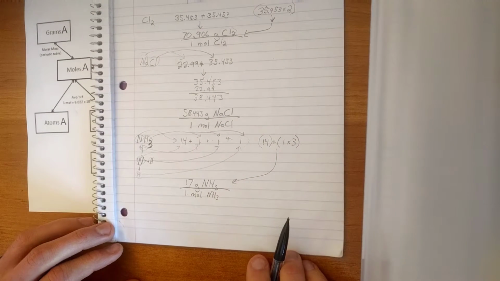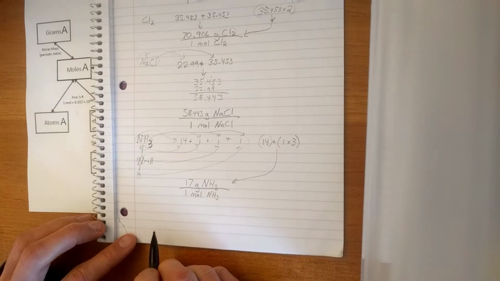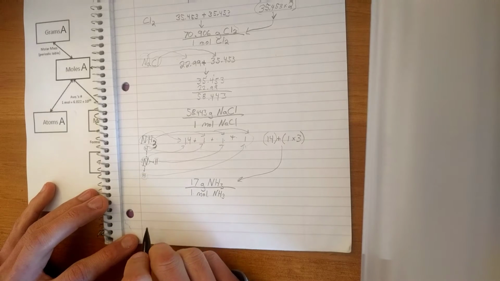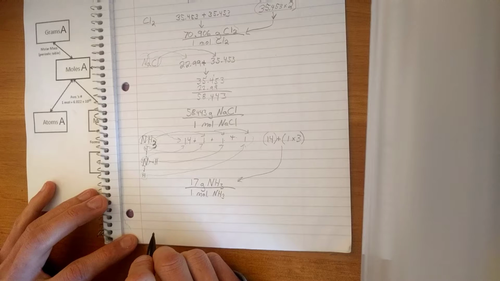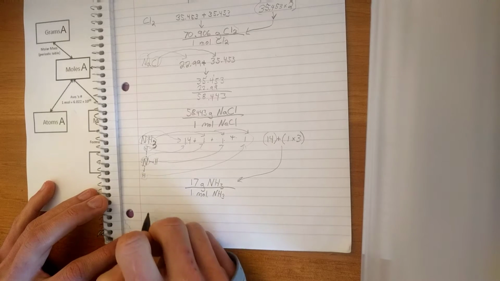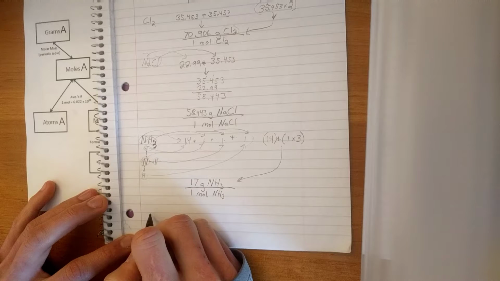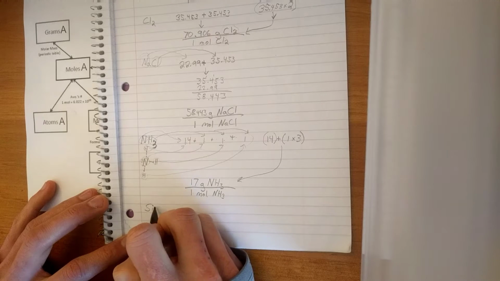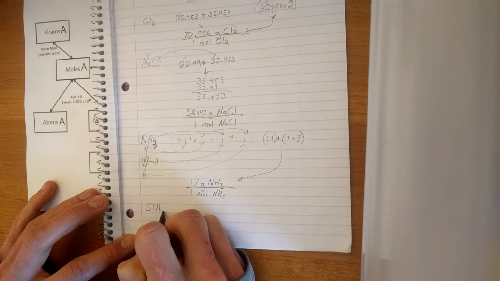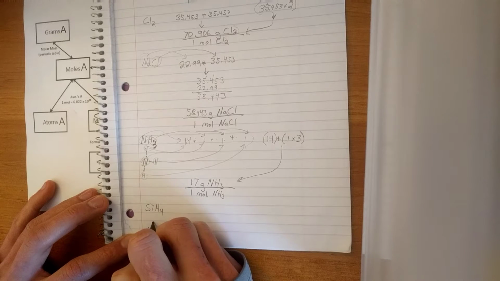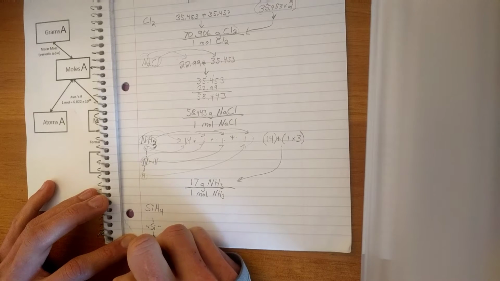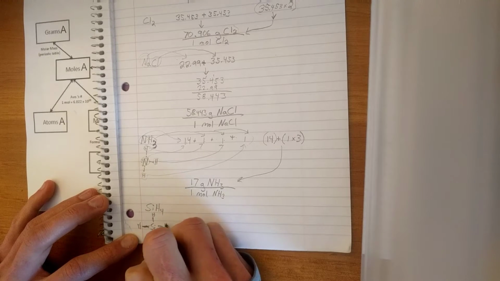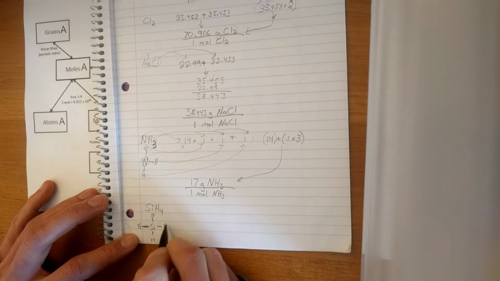Let me give you one more to practice, and I'll tell you to pause, and then try and see if you got the same answer as me. Let's do silicon tetrahydride. So SiH4, Si with its 4 valence electrons. Hydrogen, hydrogen, hydrogen, hydrogen. 1 silicon, 4 hydrogens.